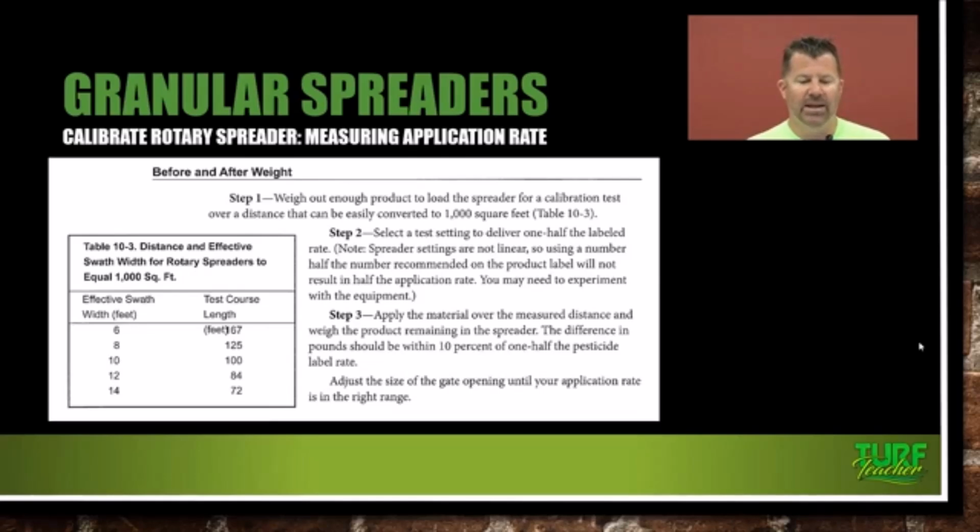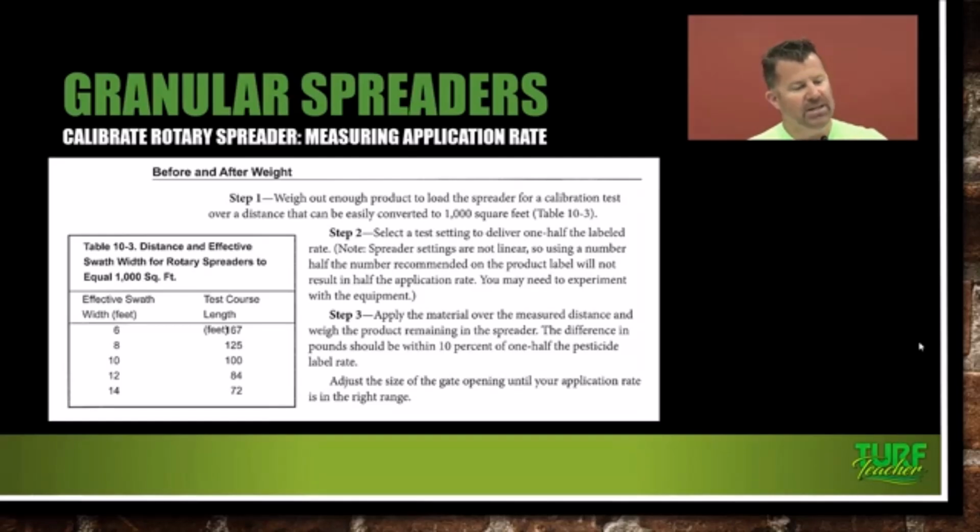Step 3, apply the material over the measured distance and weigh the product remaining in the spreader. The difference in pounds should be within 10% of 1/2 the pesticide label rate. Adjust the size of the gate opening until your application rate is in the right range.